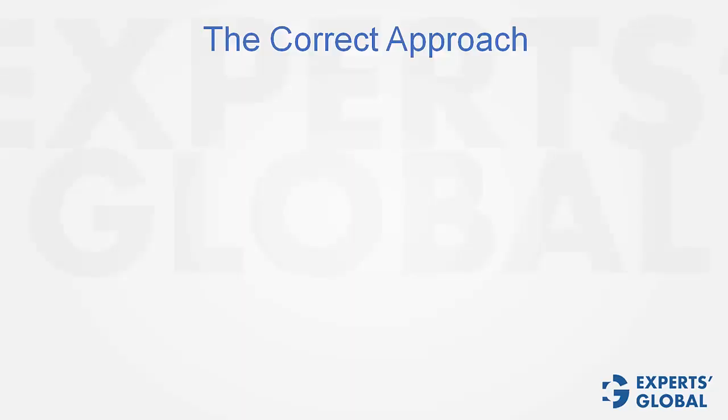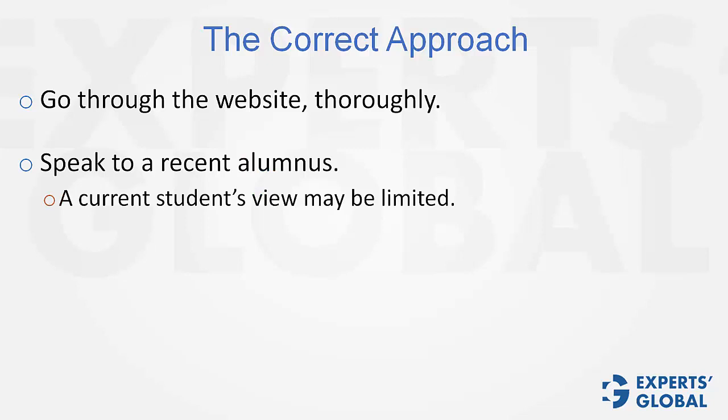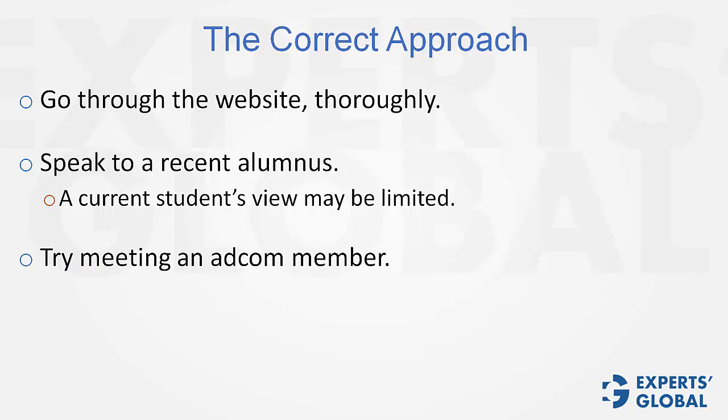The correct approach: go through the school's websites thoroughly, and speak to a recent alumnus. The opinion of a current student may be limited, as he may still be studying and his opinion is going to be a lot biased depending on whether he has got a good internship, a good job offer, stuff like that. Talk to a recent alumnus. Try meeting an AdCom member. MBA tours and campus visits are some options.